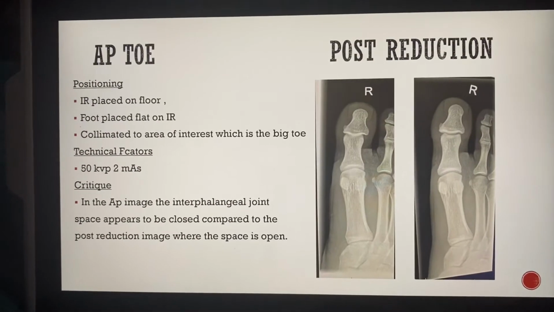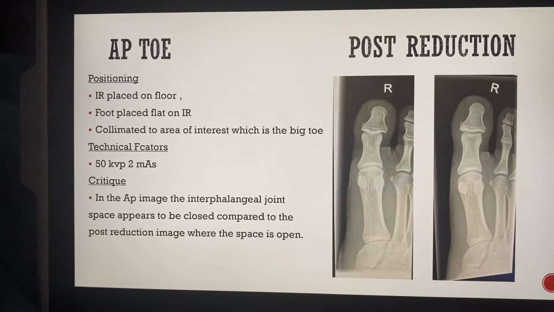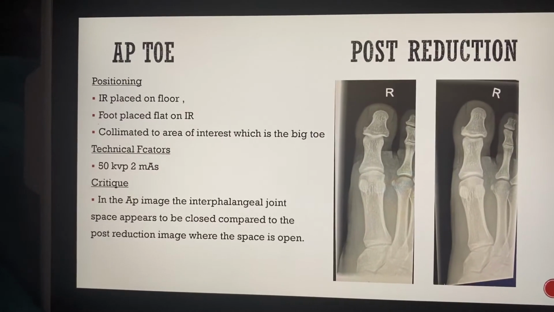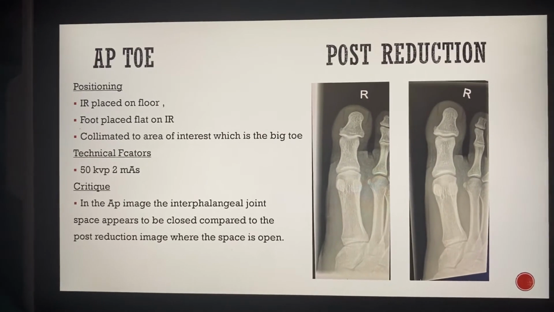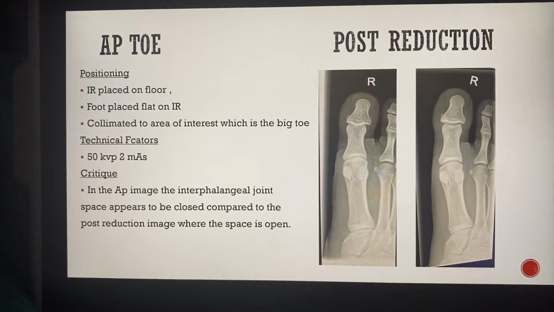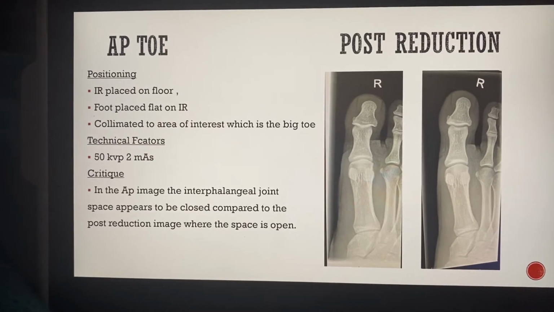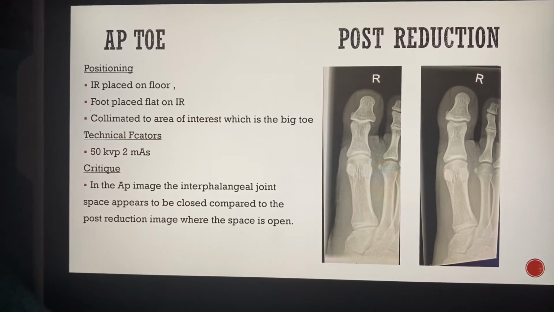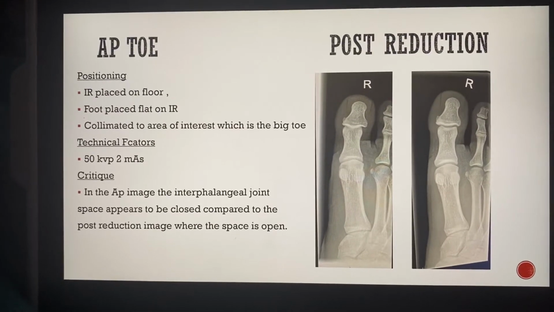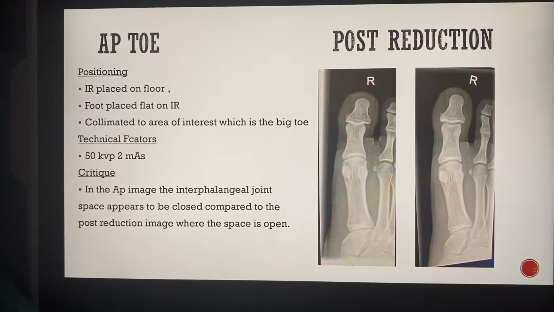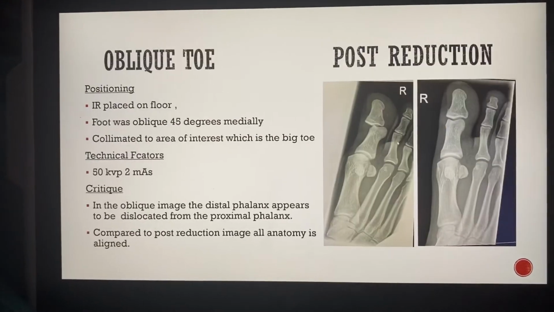Next was the AP toe. The position was the same: IR placed on the floor, the foot placed flat on the IR, collimated to the area of interest, which is the big toe. The only thing different is that I did not angle the 10 degrees posteriorly. For the toe, I kept the same technical factors. My critique stays the same as for the AP foot. You can see the interphalangeal joint spaces appear to be closed compared to the post-reduction image.